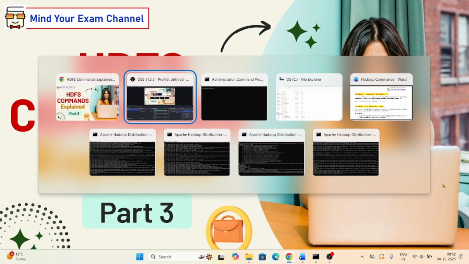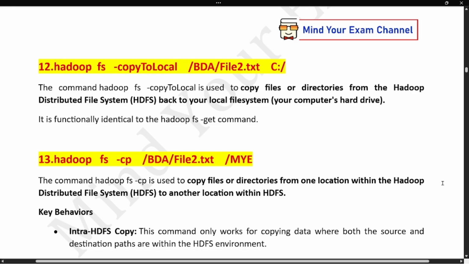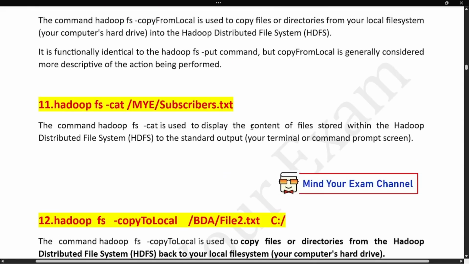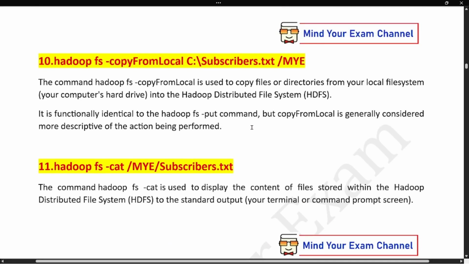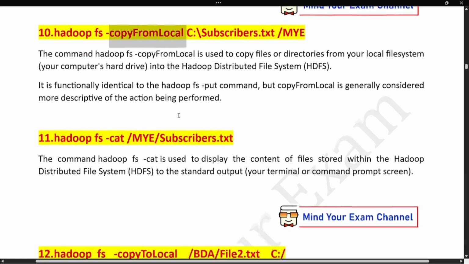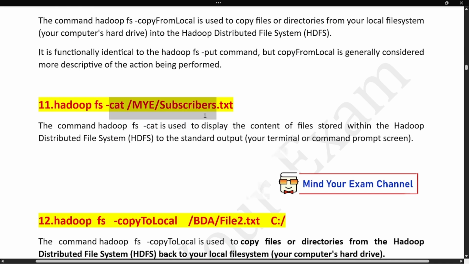So the first command for this video that we have to understand is copy to local. In the last video, which was the second video of this series, we saw the last command in which we were copying a file from our system to the HDFS, right? That was the copy from local command, where we copy a file from our local system and then display its contents.